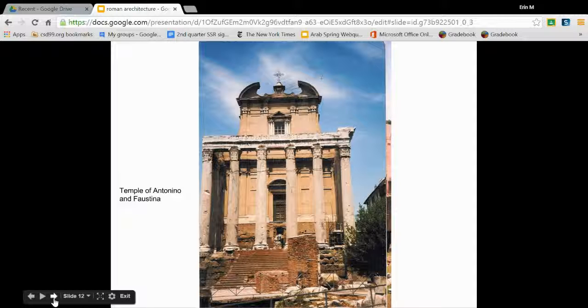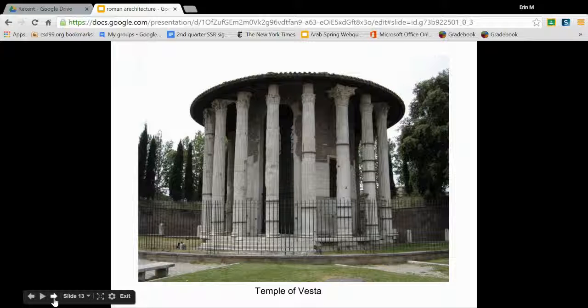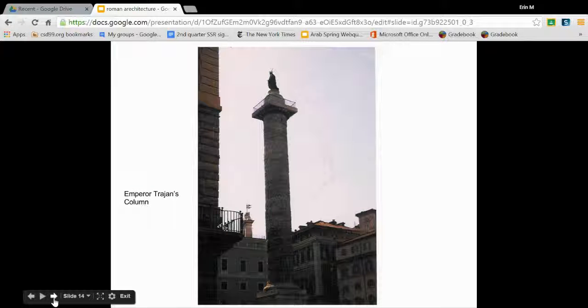This here, you can look closely, is the Corinthian style column that was used for the Temple of Antoninus and Faustina. And this here is the Temple of Vesta. You can see that this was also using the Corinthian style. And this column was named in honor of Emperor Trajan. So again, if you look closely, you can see that it's engraved, and these are all stories about the emperor and some of the victories that he had while he was leading Rome.